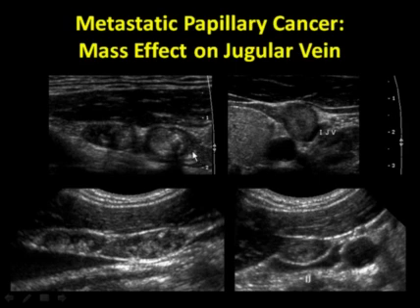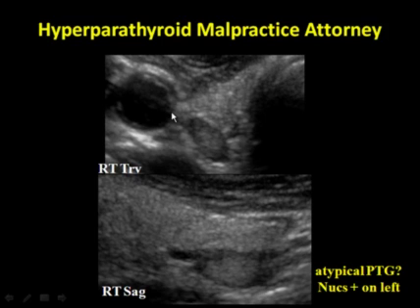And again, we've seen several cases while we were looking at other features of metastatic nodes which have mass effect on the jugular vein. So here's the carotid and the jugular being displaced posterolaterally by this node, which was very echogenic and also contained microcalcifications. Again, elongated echogenic nodes with mass effect on the jugular vein.